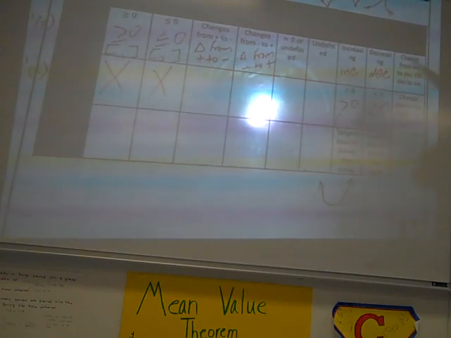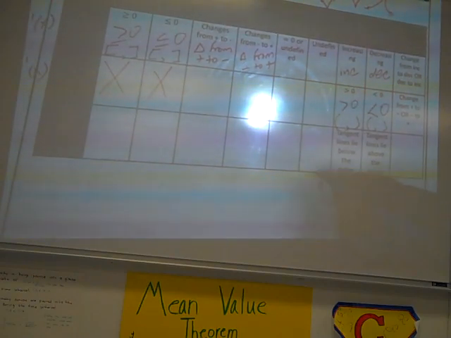Let's look at this one. If I have a function that's concave up, let me draw a tangent line. That tangent line lies below the curve.